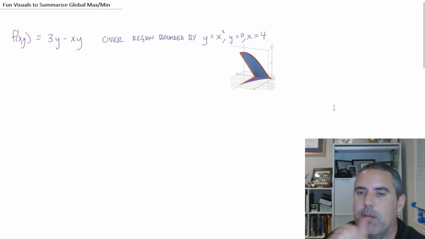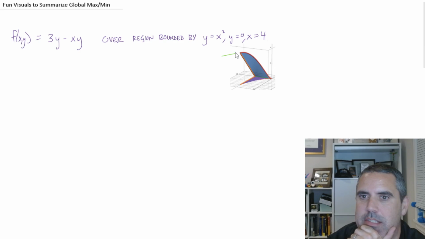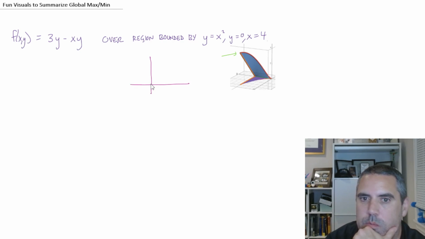Here's one from an old exam of mine. Now, again, if you could see the picture, you would see that the max is here. And so this would be less interesting. But what you do is you draw the region. It's y equals x squared. It's x equals 4. Done. And it may not be there. It might actually be here. I don't know, somewhere.